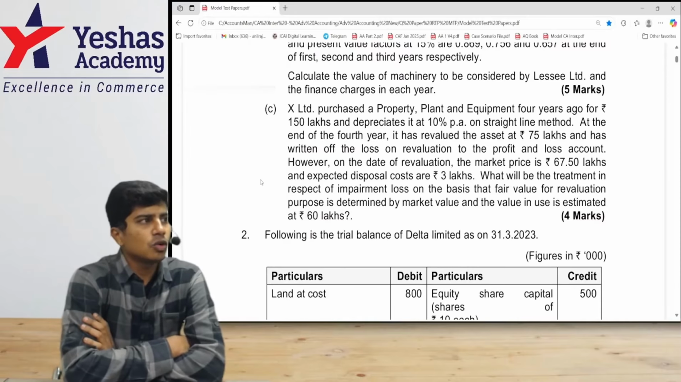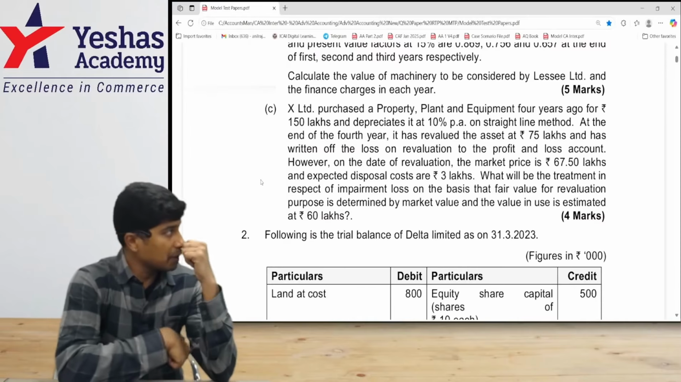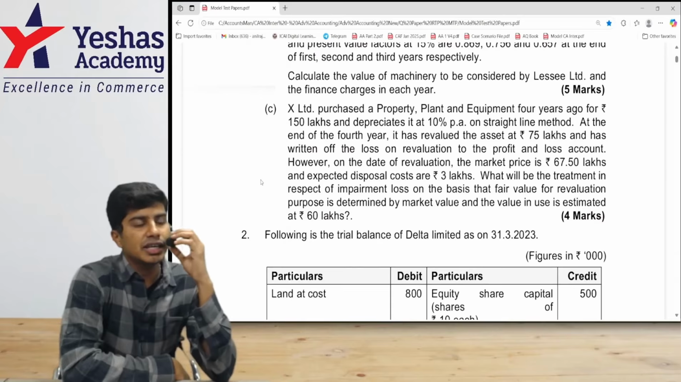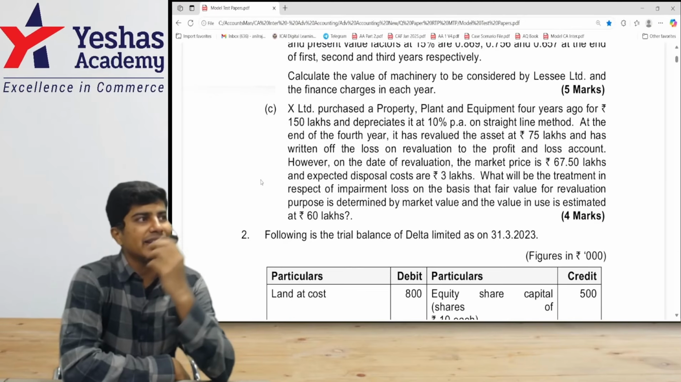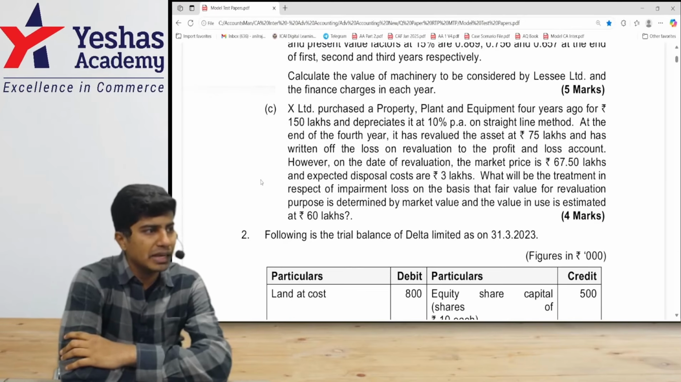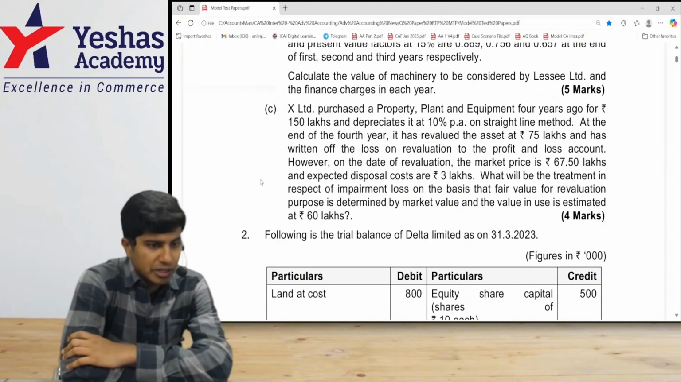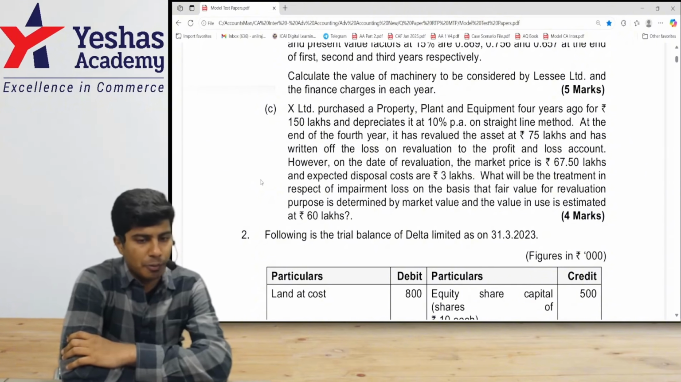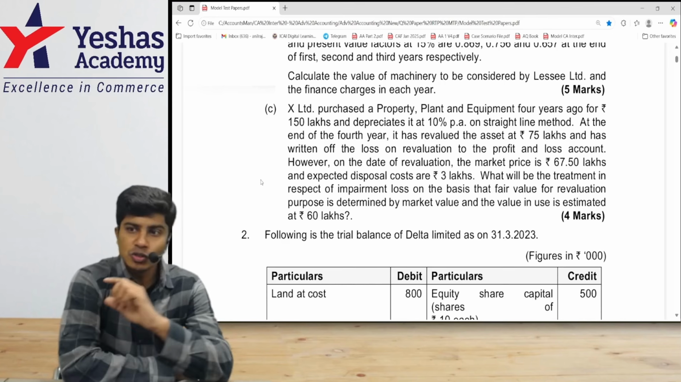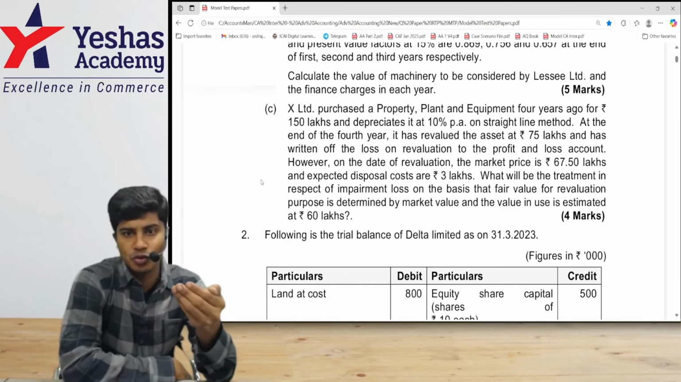We'll now solve question number 1C from our model test paper number 1. This question is on accounting standard 28, which talks about impairment of assets. Let's begin. X Limited purchased a property, plant and equipment 4 years ago for rupees 150 lakhs. So whatever is happening now is happening after 4 years.